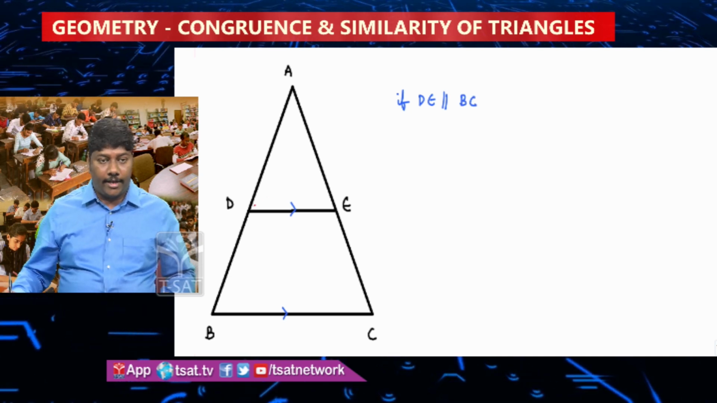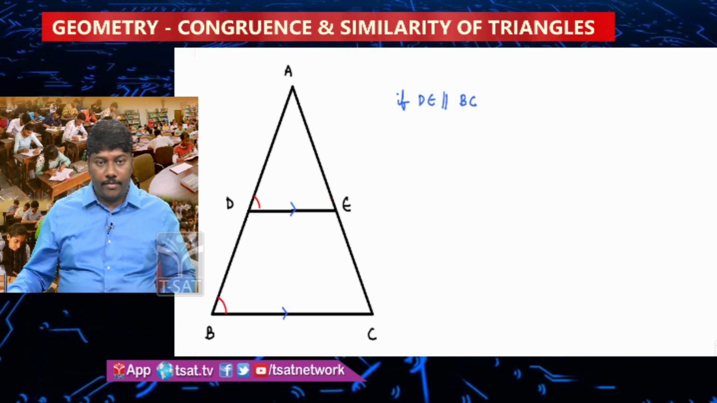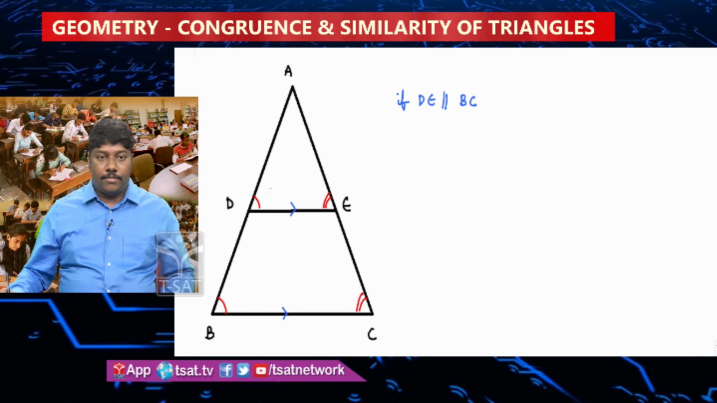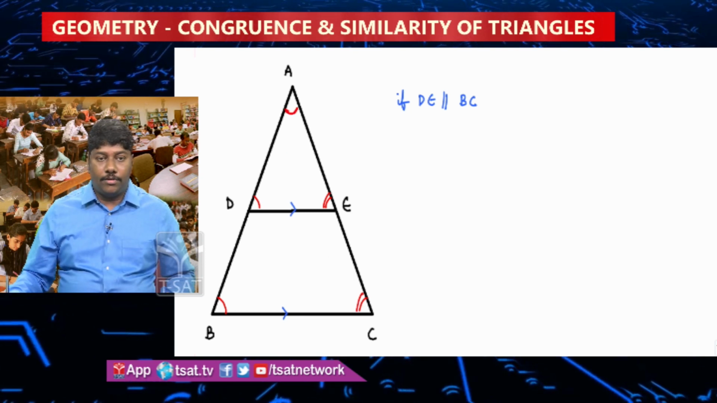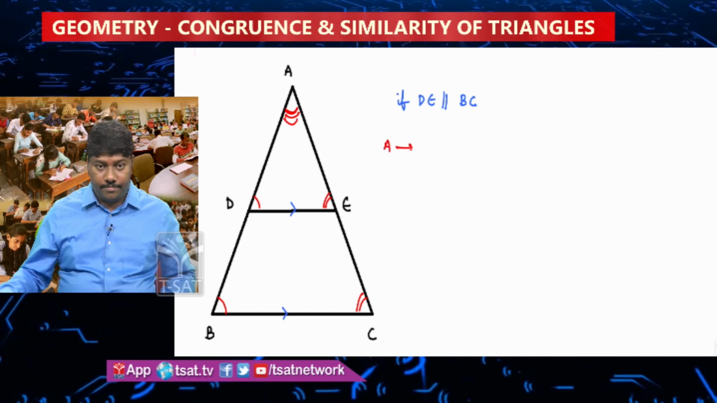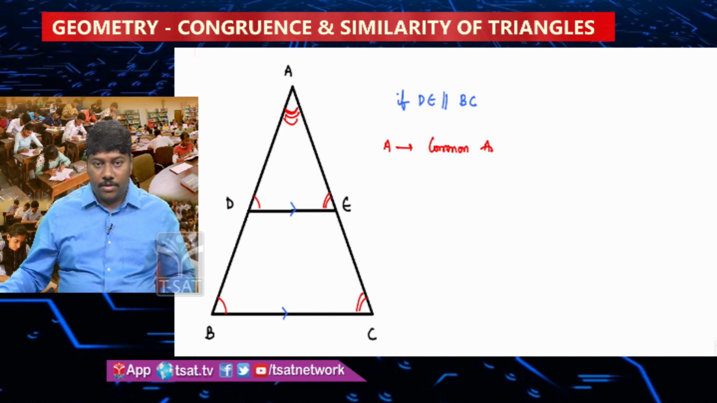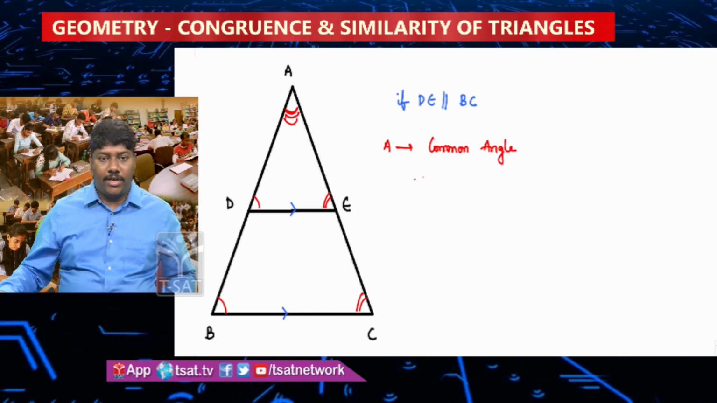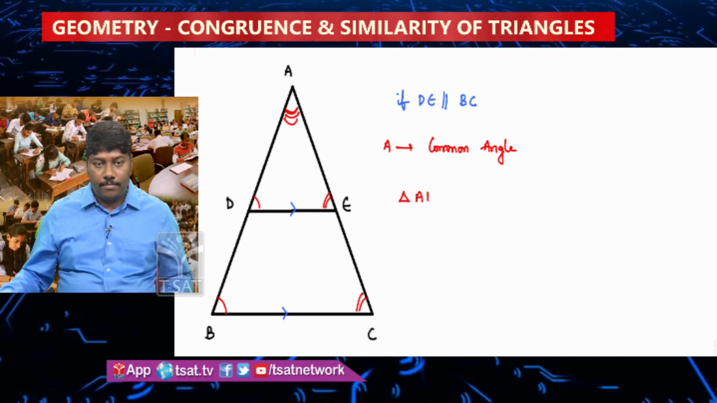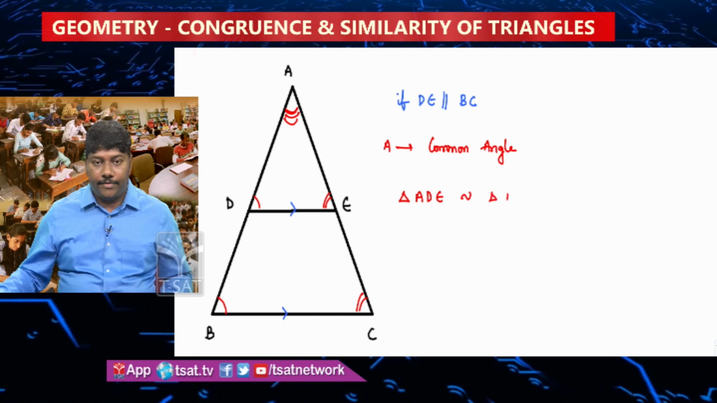yesterday we have seen about angles. These are corresponding angles. Angle B is equal to angle D. In the same manner, angle C is equal to angle E. And angle A is common to both. Angle A is common to both, this is the common angle for both the triangles. Here, what are the triangles that I am referring to? Triangle ADE is similar to triangle ABC.